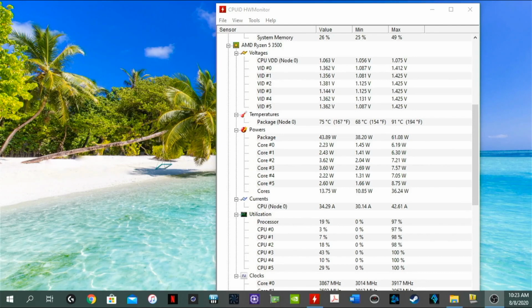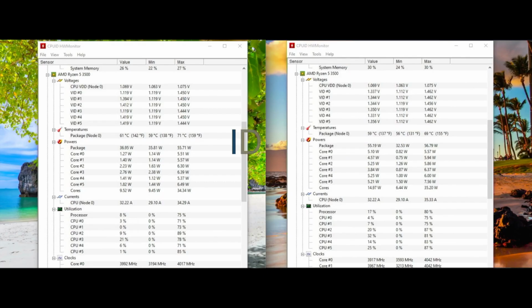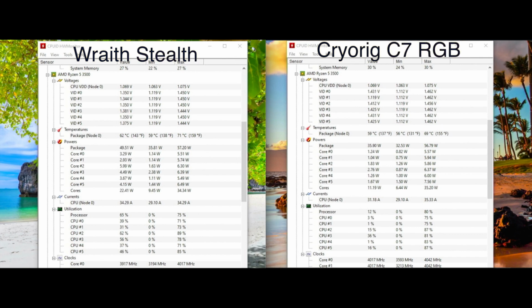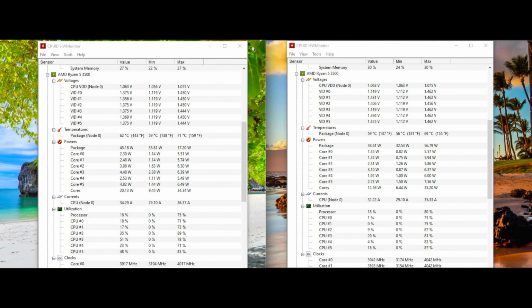To aid us in capturing the temperature values, we are going to use CPUID Hardware Monitor. As you can see right off the bat, the CPU is 2 degrees cooler with Cryorig C7 RGB. Next, the tests itself.